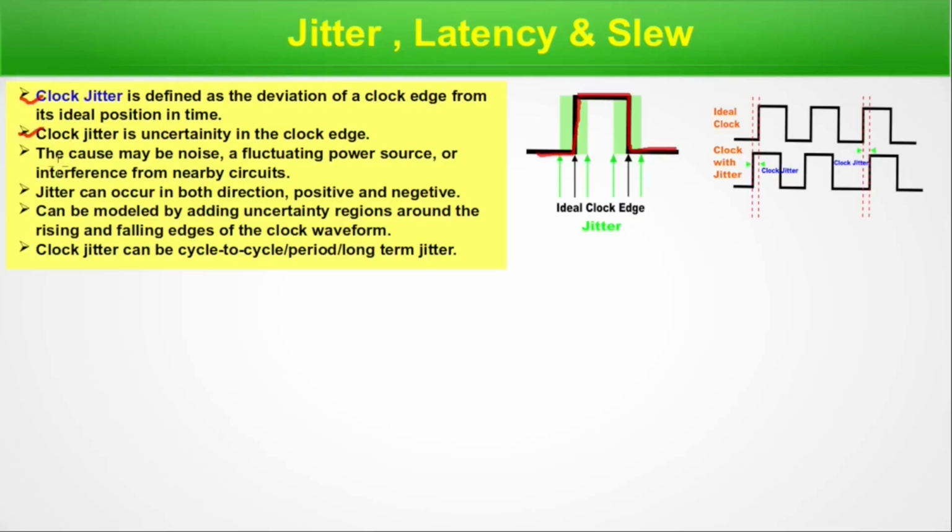Clock jitter is uncertainty in the clock edge. The cause may be noise, a fluctuating power source, or interference from nearby circuits. There could be many things: noise might be there, the power source might be fluctuating, interference from nearby circuits can also happen. Jitter can occur in both directions, positive or negative. It can be modeled by adding uncertainty regions around the rising and falling edges of the clock waveform. Clock jitter can be cycle to cycle, period, or long-term jitter.